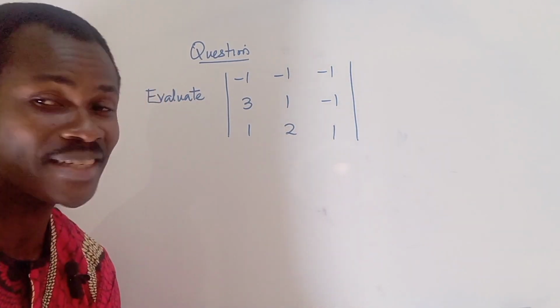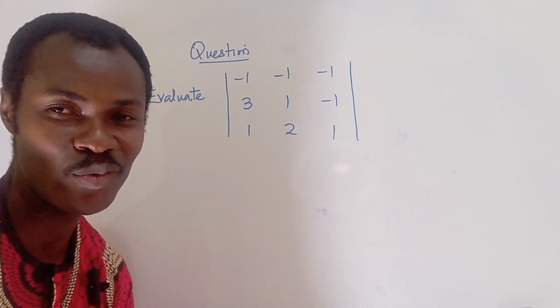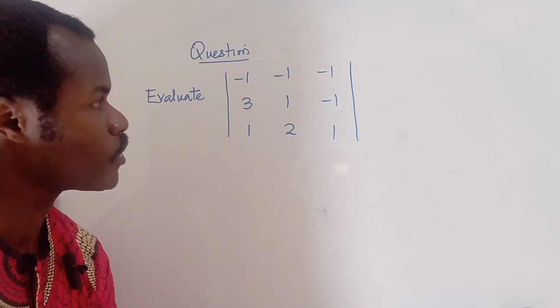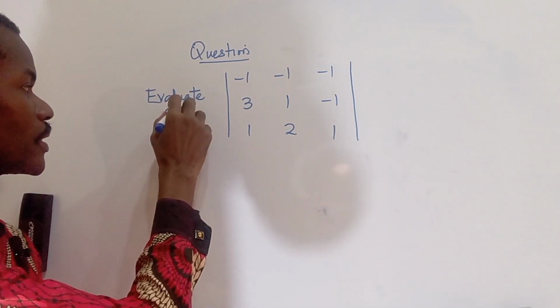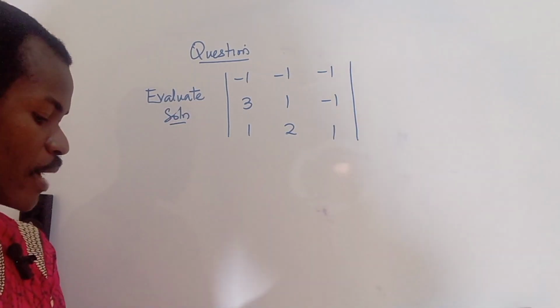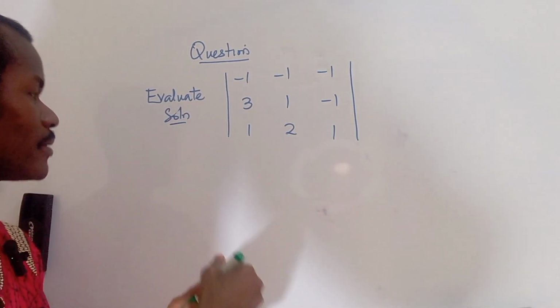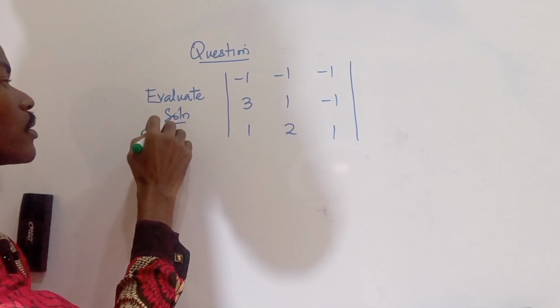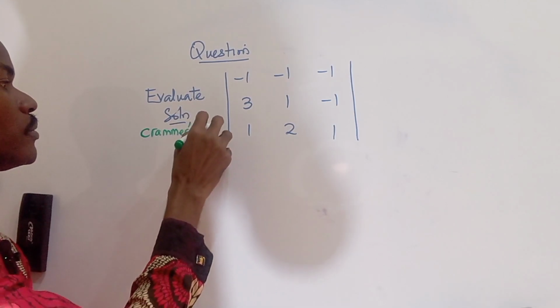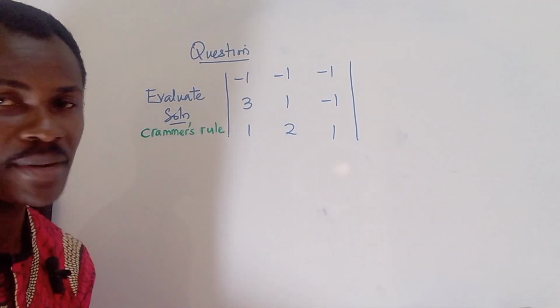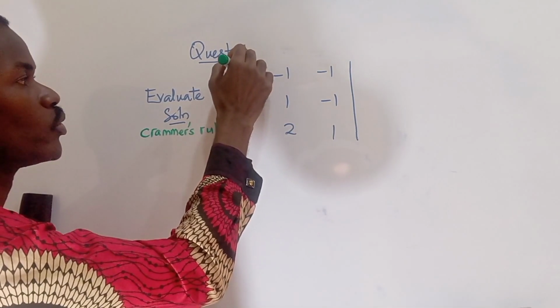Alright, so today we have a simple problem here on the board on matrix. We are going to apply Cramer's rule. In Cramer's rule, the first thing you want to do is put your signs.